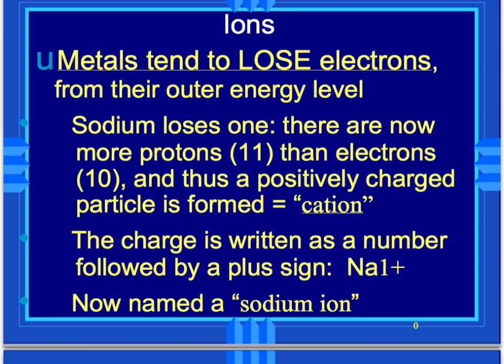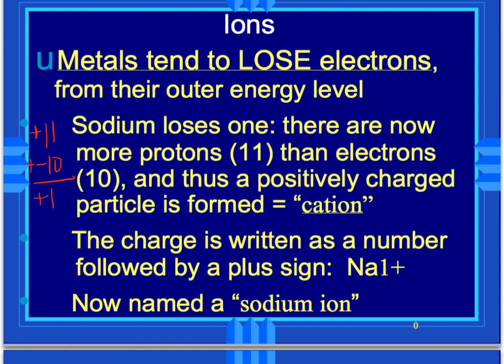Now some trends that I definitely want you to keep in mind, and you'll really need them for the next chapter, is that metals tend to lose electrons from their outer energy level. And so here we're saying that sodium loses 1, there's now 11 protons, and now you only have 10 electrons. Thus we have this positively charged particle forming a cation.